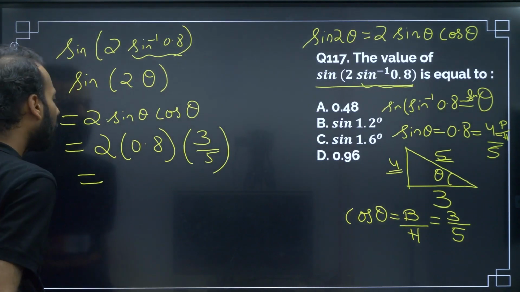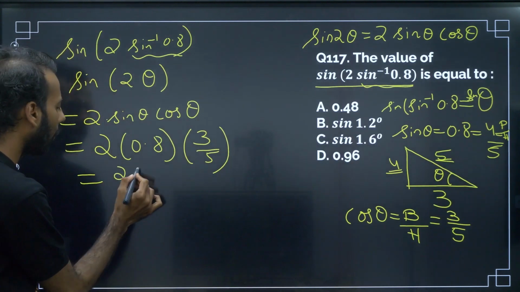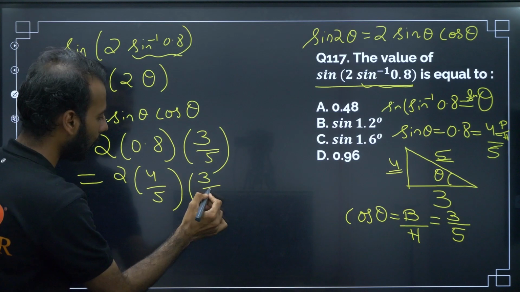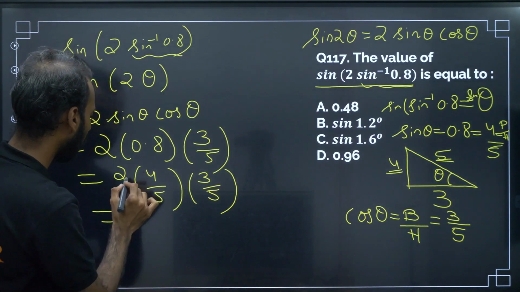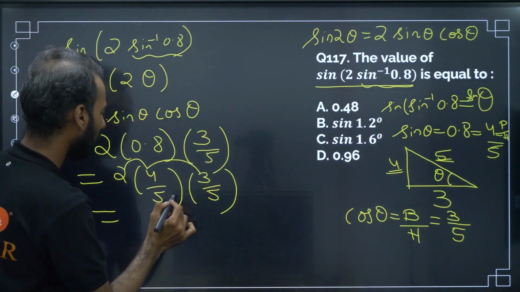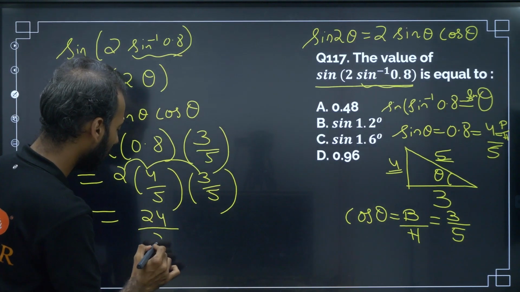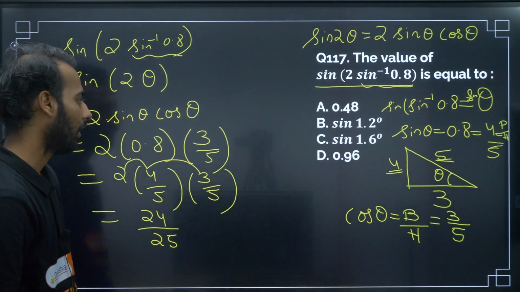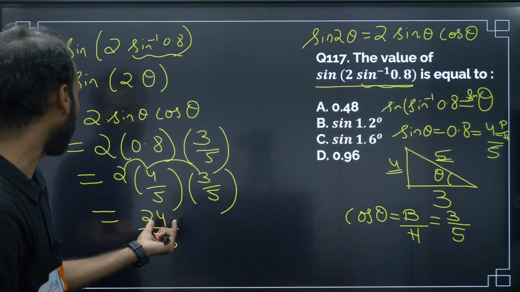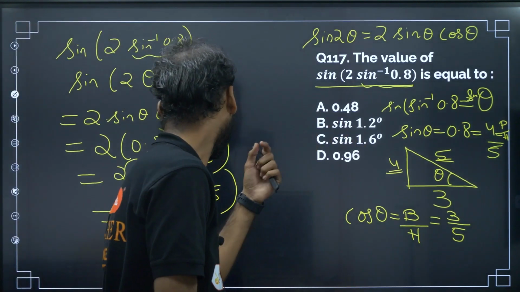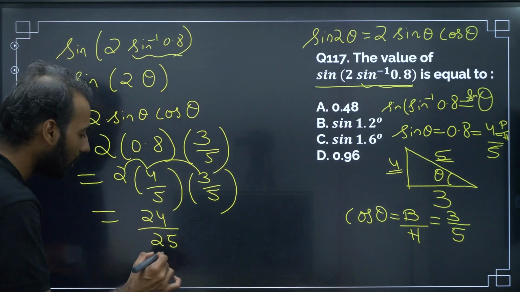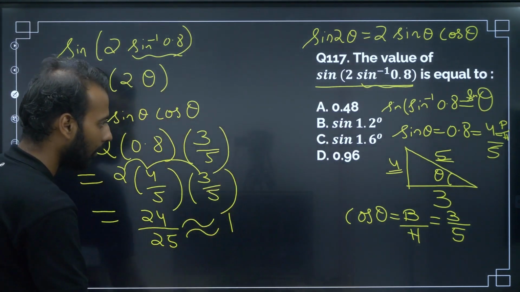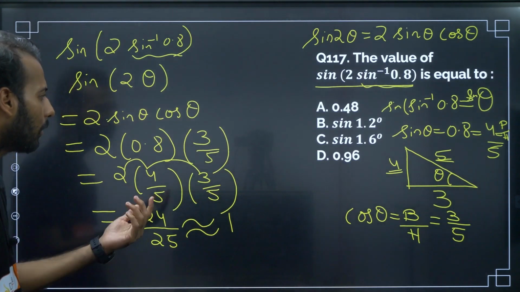So 2 into 0.8, you can go for multiplication, or you can write this as 4 by 5. 0.8 is 4 by 5, 3 by 5. So we are left with 2 4s are 8, 3s are 24, 24 divided by 25. There is no option like this, 24 divided by 25. But 24 divided by 25 is approximately equal to 1. Any option nearer to 1?